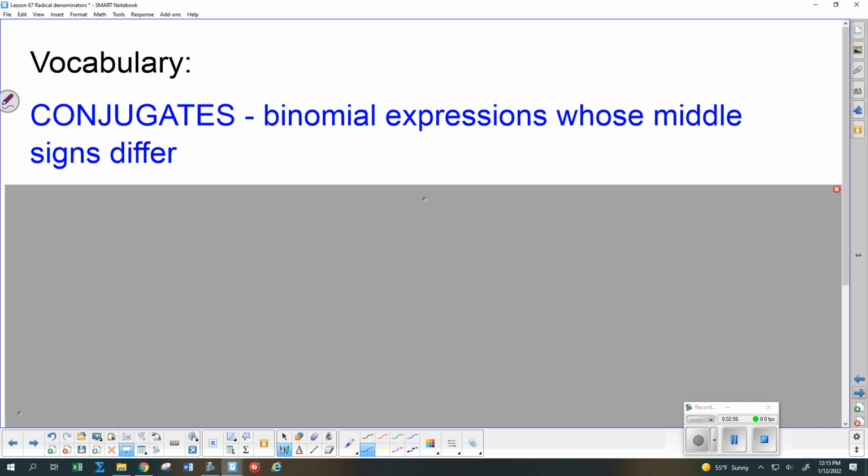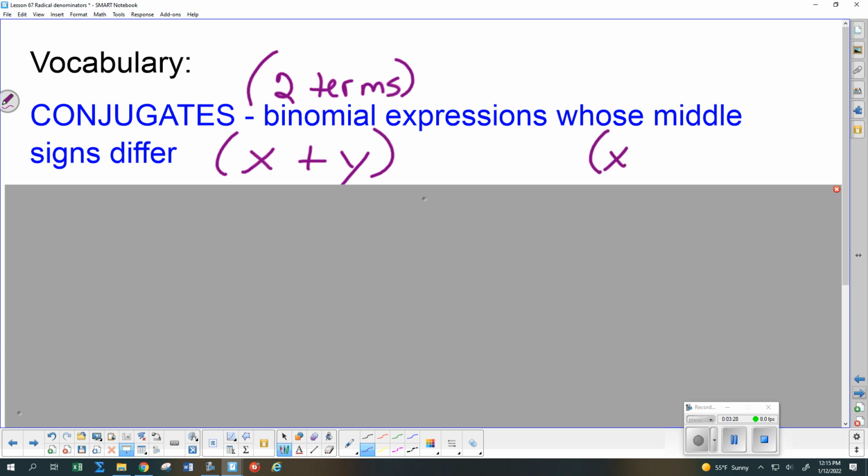First, a vocabulary term. If you have a binomial, which means you have 2 terms in there, they may be numbers, they may be variables. The conjugate is you keep it exactly the same, except you only change the plus or minus sign in the middle of it. So if I have x plus y as one binomial, the only thing I'm going to change is that plus sign in the middle to a minus. But I'm going to keep the x and the y just like they are.